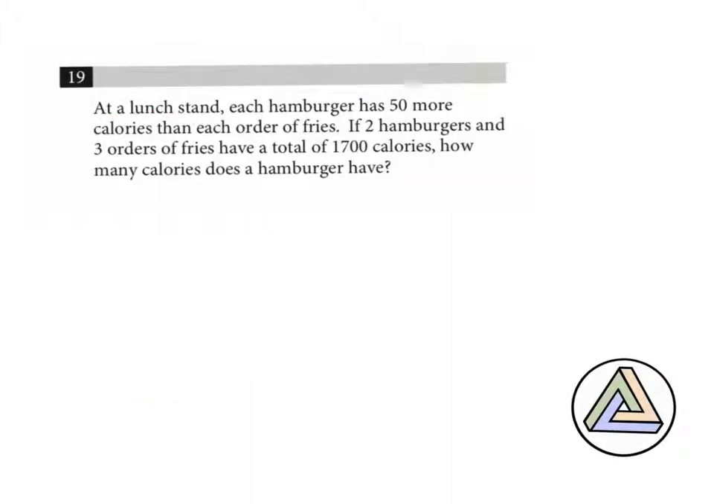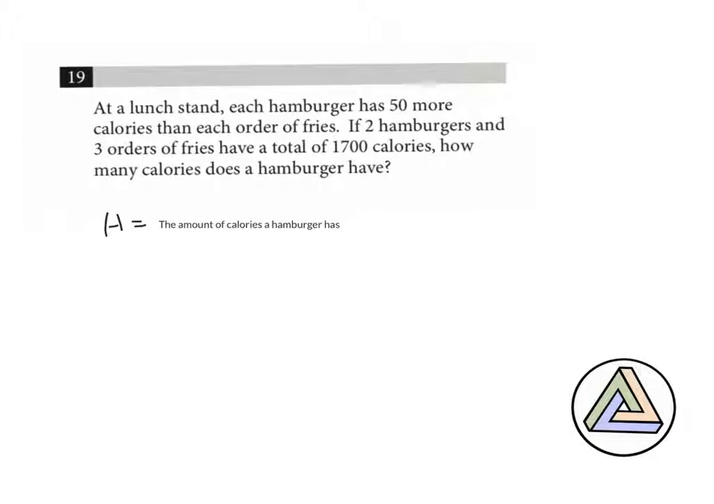At a lunch stand, each hamburger has 50 more calories than each order of fries. If 2 hamburgers and 3 orders of fries have a total of 1,700 calories, how many calories does the hamburger have? So as soon as they say something like each hamburger has 50 more calories than each order of fries, I'm going to say H is the amount of calories a hamburger has.